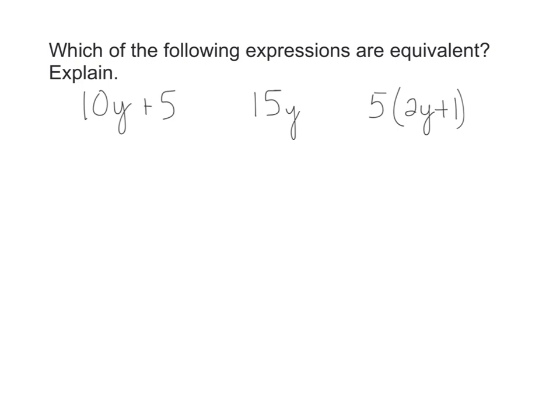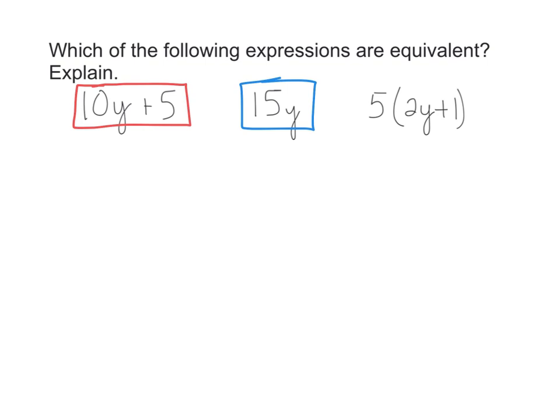One question we might be given in this section is they might give us several expressions and ask which of them are equivalent and explain. One thing I like to do is just try to simplify. If they're equivalent, they should simplify to the same thing. If you look at this first expression, we have 10y plus 5. 10y and 5 are not like terms. One has a y, one does not have a y, so those can't be combined. That's already simplified. 15y, obviously, there's nothing we can do more with that. It's already just one term, so that's already simplified.